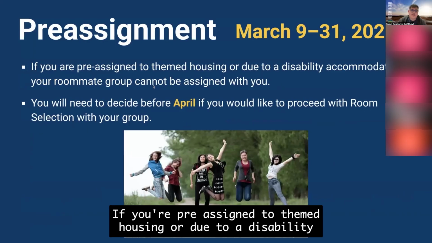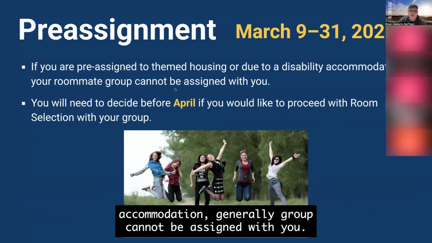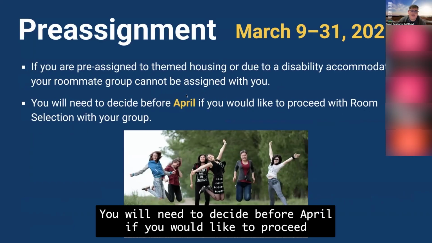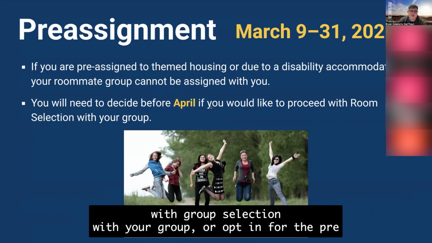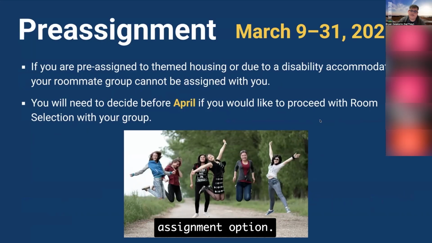So if you're pre-assigned to themed housing or due to a disability accommodation, your roommate group cannot be assigned with you. You will need to decide before April if you would like to proceed with room selection with your group or opt in for the pre-assignment option.